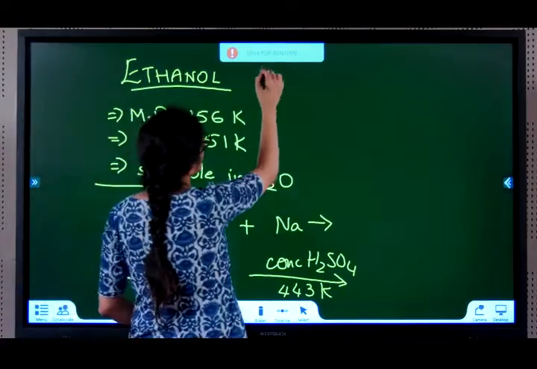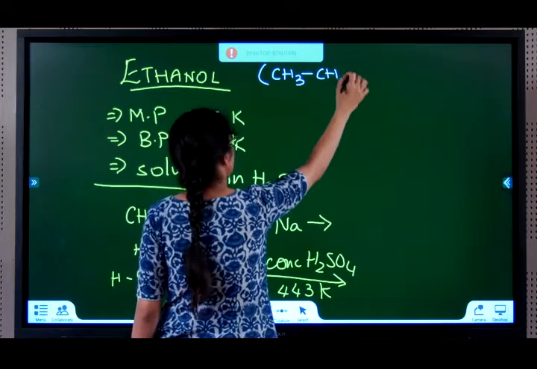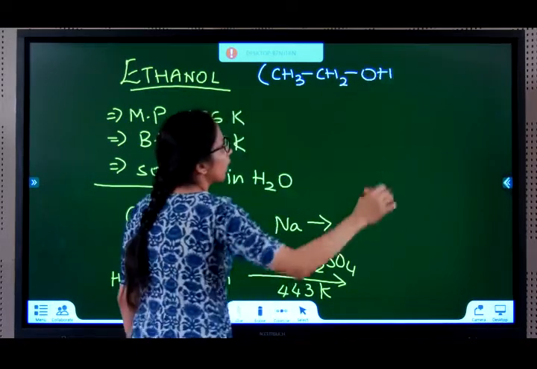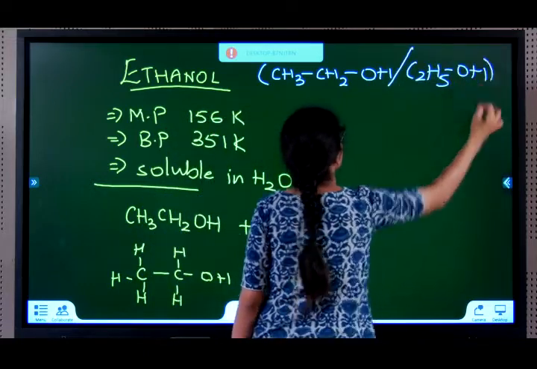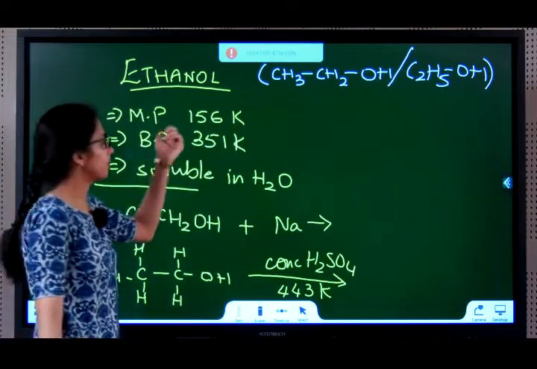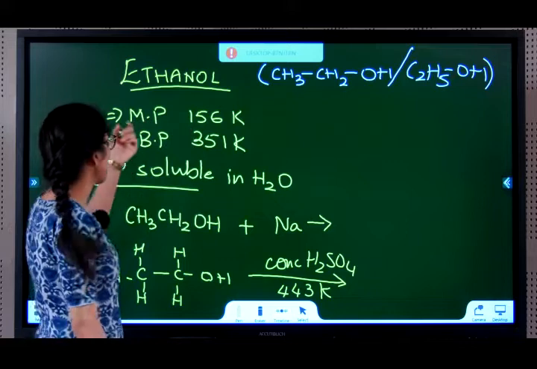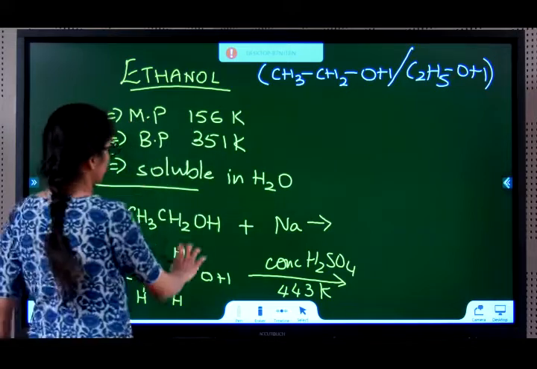What is ethanol? It's nothing but CH3CH2 (eth, two carbons) OH, or C2H5OH is ethanol. The physical properties of ethanol: melting point 156 Kelvin, boiling point 351 Kelvin. It is soluble in water.